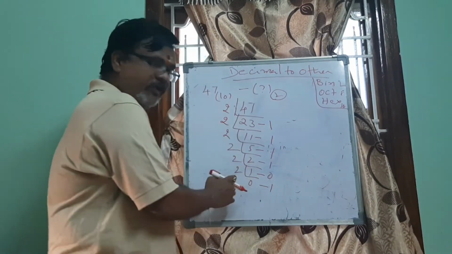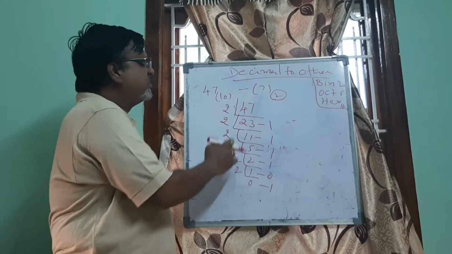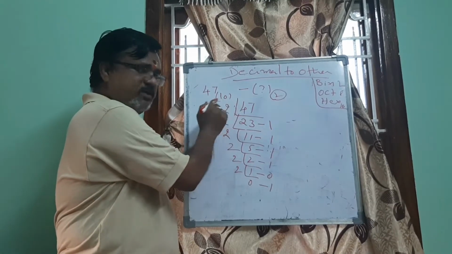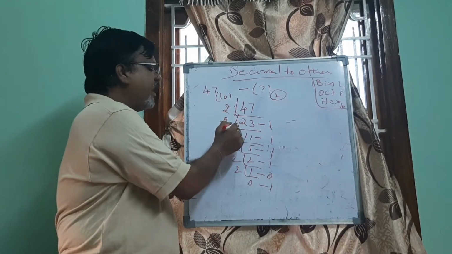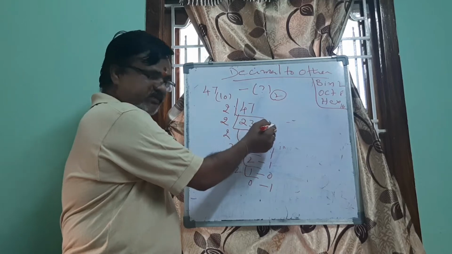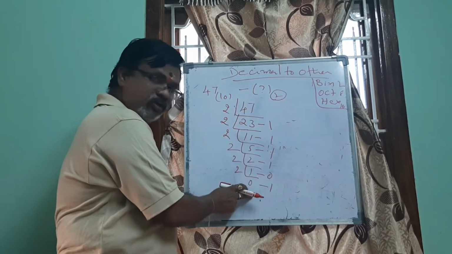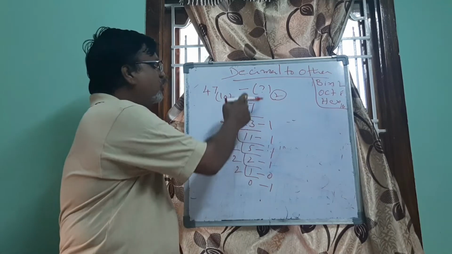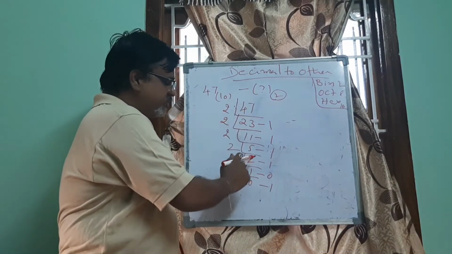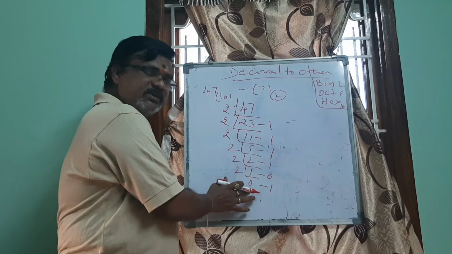So after doing this division, 47 is divided by 2, where you get quotient as 23 and remainder as 1. Then you have to repeat this division till you get the quotient as 0. Remember, you have to repeat this division till you get the quotient as 0.